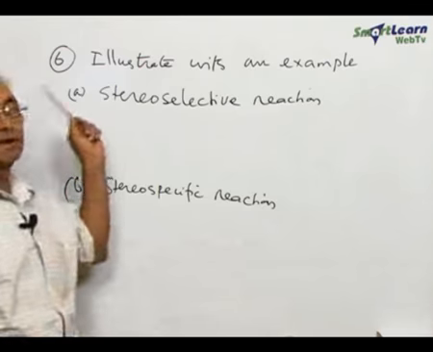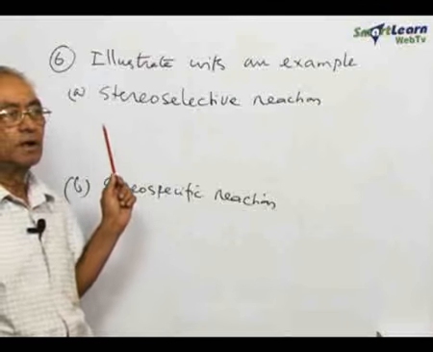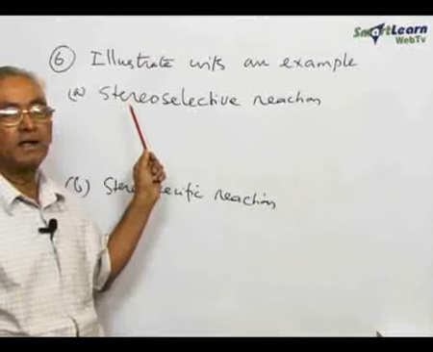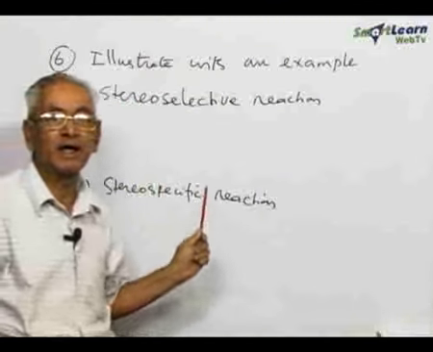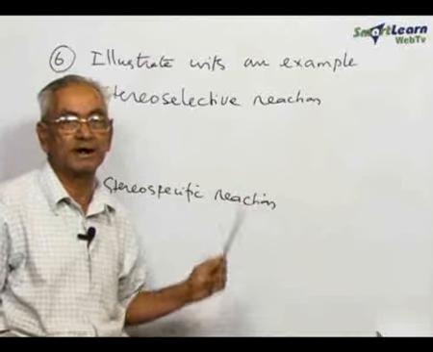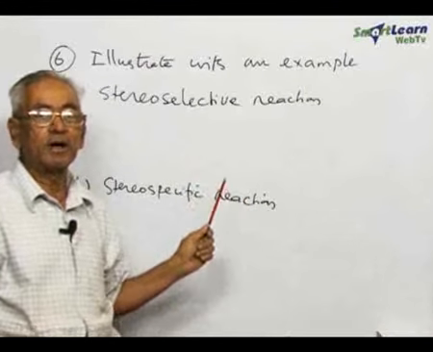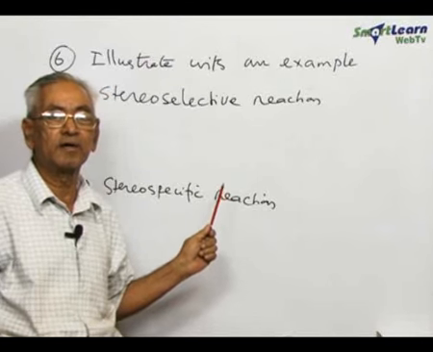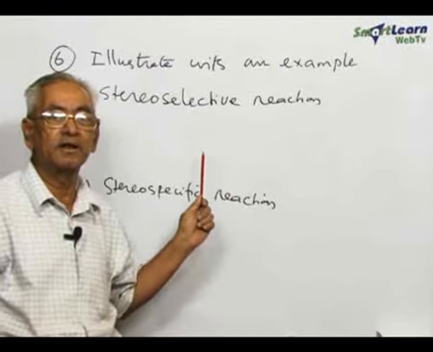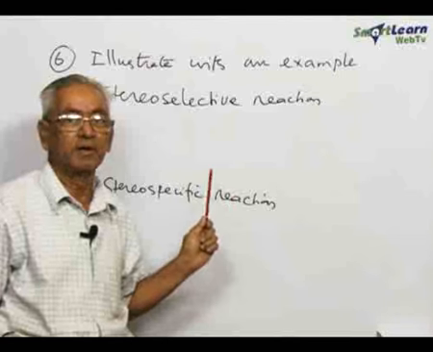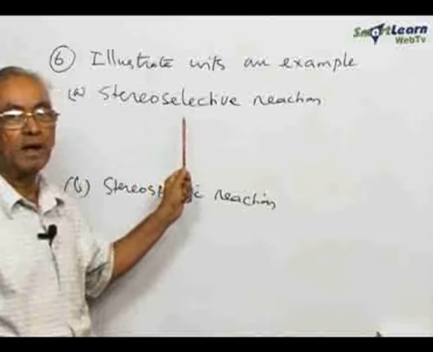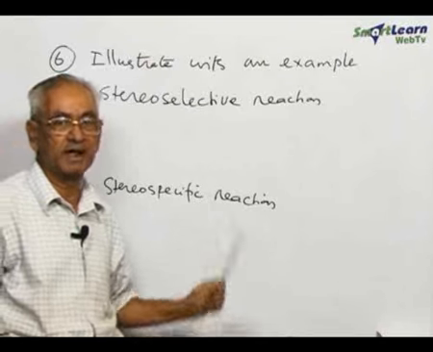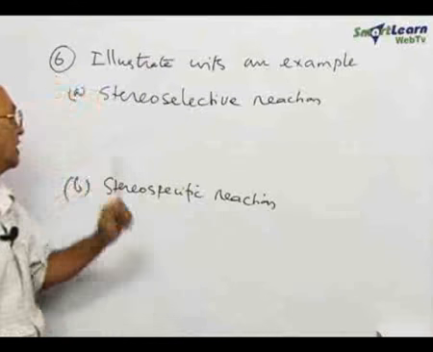We will go to the next question, which is 6 in the series. Illustrate with a suitable example what is meant by a stereoselective reaction and a stereospecific reaction. This is important because stereoselective and stereospecific reactions form a very important part of olefin and acetylenic chemistry. Therefore, we should know what is meant by a stereoselective reaction and what is meant by a stereospecific reaction. We will take up one by one.